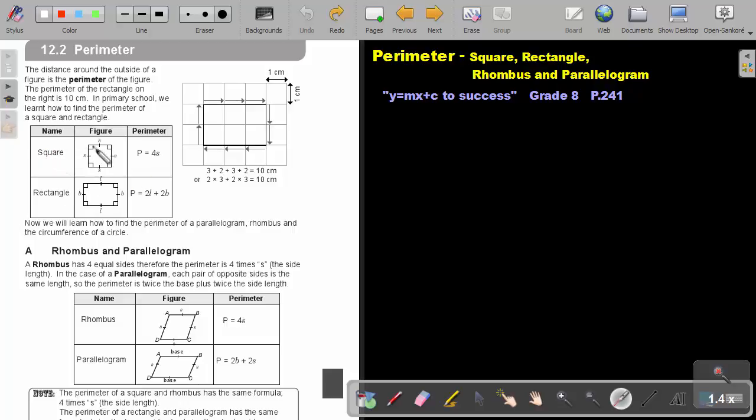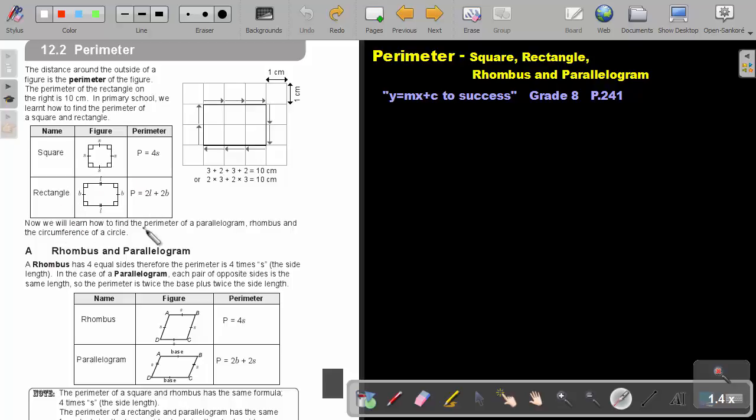A square. Remember the square, all the sides are equal and all the angles are 90 degrees. So to find the perimeter, it's just 4 times the length of a side. A rectangle, the opposite sides are equal. So these two are equal and these two are equal. So to find the perimeter, it's 2 lengths plus 2 breadths. And that will be the formula for the perimeter of a rectangle.